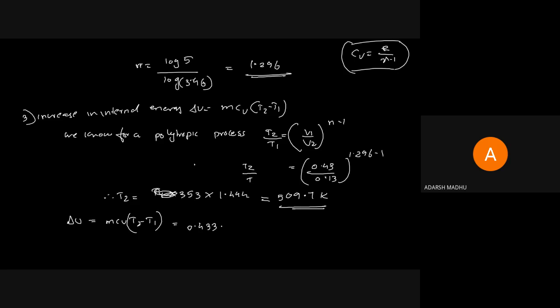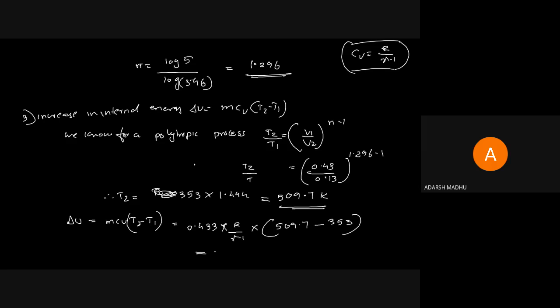So put the value of Cv as R by gamma minus 1. So R is given and gamma is given. എന്തിനാണ് ഗാമ എന്ന് മനസ്സിലായോ? ഗാമ എന്നത് Cv കണ്ടുപിടിക്കാനാണ്. So R by gamma minus 1 into T2 minus T1. That is T2 is given as 509.7 minus T1 equal to 353 Kelvin.